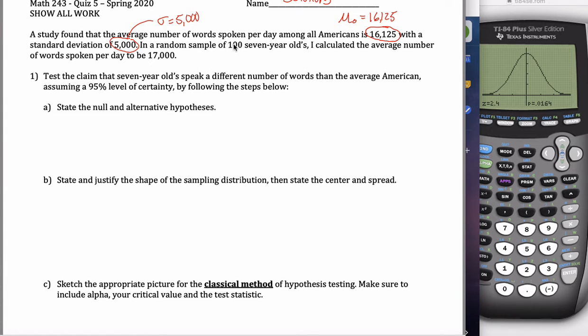And then we get into the sample here, a random sample of 100 7-year-olds. So this is my sample size, n is 100. I calculate the average number of words spoken to be 17,000. That sounds like X bar.